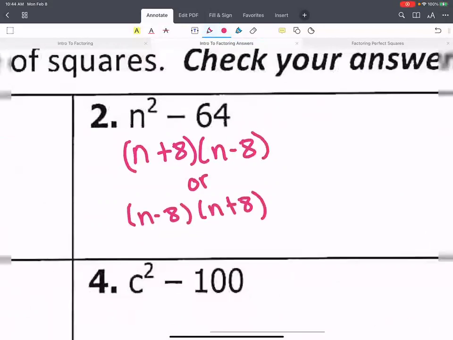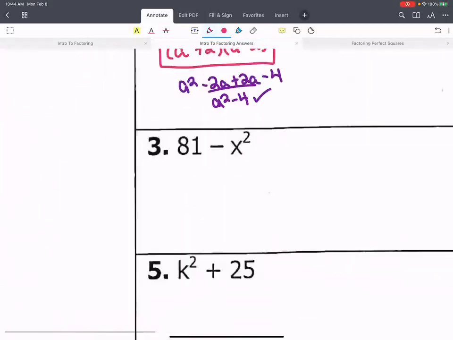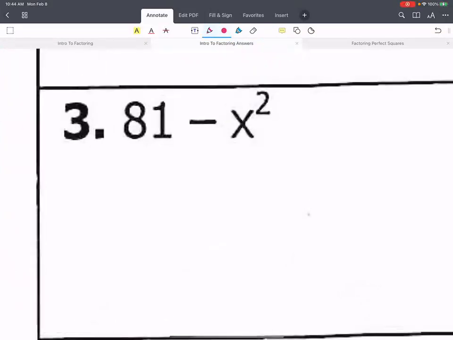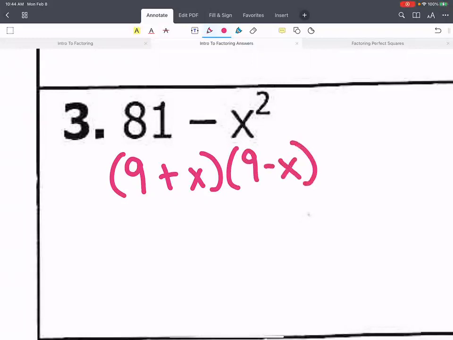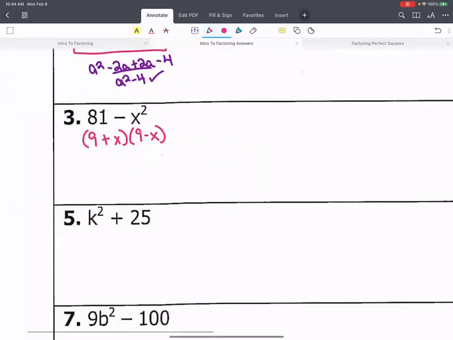Okay. Number 3. Square root of 81. Square root of x squared. Do a plus and then do the same thing with a minus. Pretty easy. Okay. Let's go to number 5.